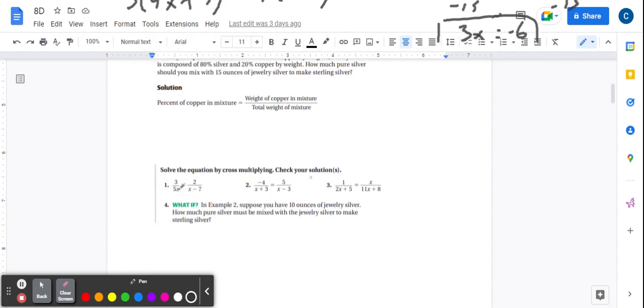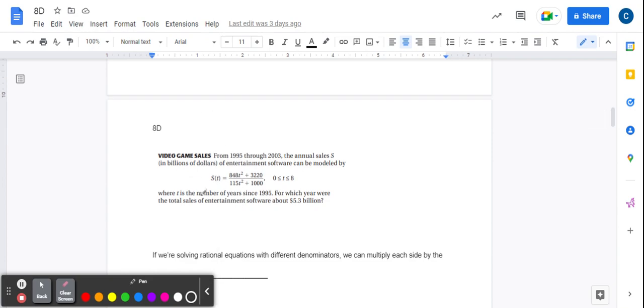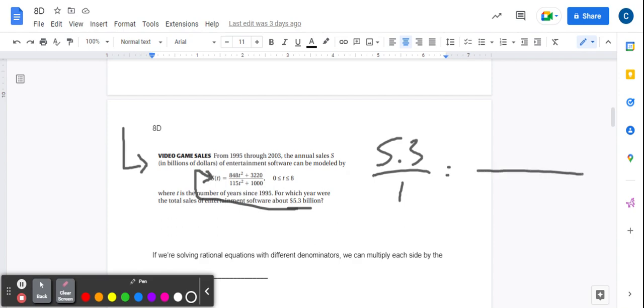You could try these three problems out right there. And then number 4, it's sort of the same deal as the video game sales problem there. Asking for number of years, which year the sales are about 5.3 billion. So 5.3 billion can go right in there. Okay. So we'll have 5.3 billion over 1 equals our other fraction. Cross multiply, solve for t. I'm not going to write the other fraction out, but it's going to be this big old thing going in that spot. So you can do that. Cross multiply it out, solve for t.